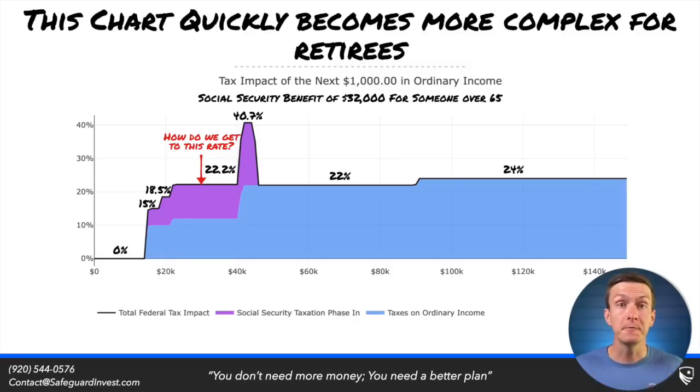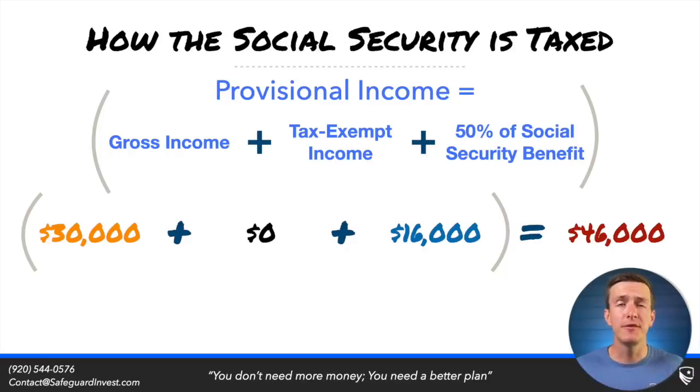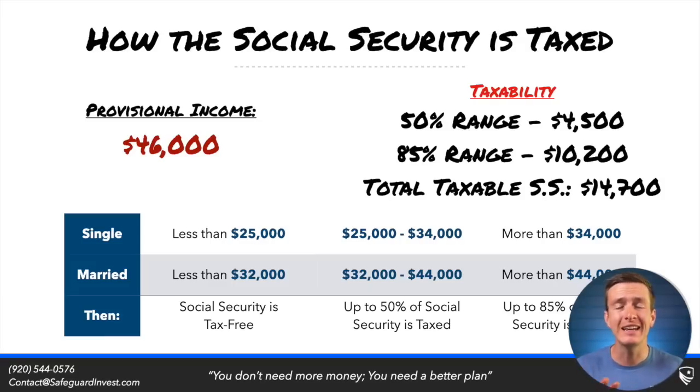Let's say we are looking at this chart and this retiree decides they need to pull $30,000 worth of IRA income to live on in addition to Social Security. You will see they're in the 22.2% marginal bracket when pulling the last $8,000 or so of this income. Well, how do we get to a 22.2% rate? Going back to the provisional income equation, we would have $30,000 of income from our IRA withdrawals. Since our Social Security benefit in this example is $32,000, taking 50% of this would be $16,000 for a total of $46,000. To be clear, tax-exempt income refers to muni bond interest, which we do not have in this example. So we're going to take this $46,000 number and plug it into the table below.